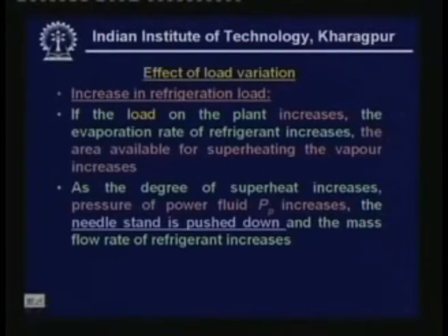Once the feeler bulb temperature increases, the power fluid which is stored inside the feeler bulb also increases in temperature. Once the power fluid temperature increases, its pressure increases. So ultimately, when the load increases, the pressure in the feeler bulb increases. This pressure is acting on the bellows, so the pressure acting on the bellows increases when the load increases. So what happens when the pressure acting on the bellows increases? The needle stand is pushed down and the mass flow rate of refrigerant increases.